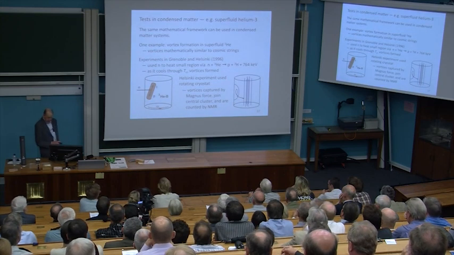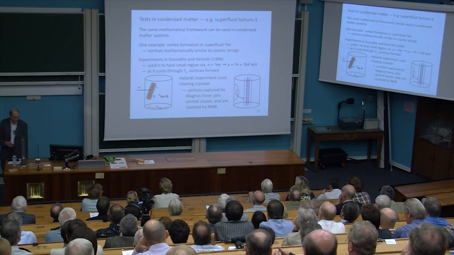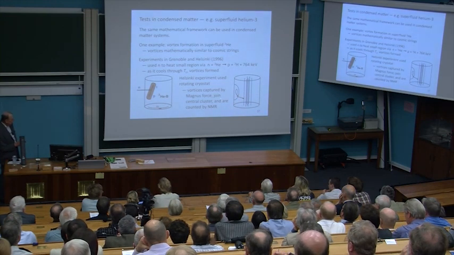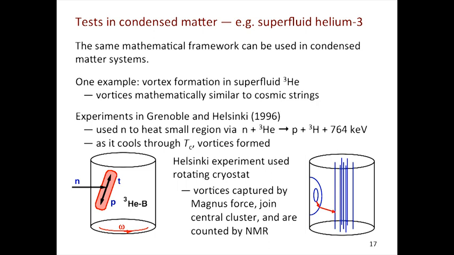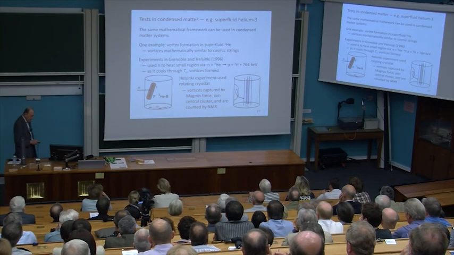So it used a rotating cryostat and heated up a little region here. Vortices are formed, and then the vortices are captured by a force that applies to vortices, which is called the Magnus force, and they then migrate to join a central cluster. So there is a global rotation around the central cluster. The vorticity is concentrated in these vortices, and you can count them. It's a remarkable fact that you can use nuclear magnetic resonance to actually count those vortices.